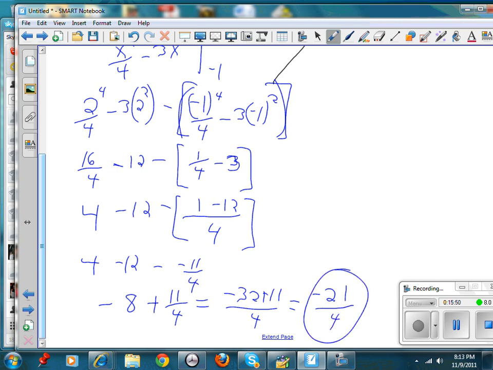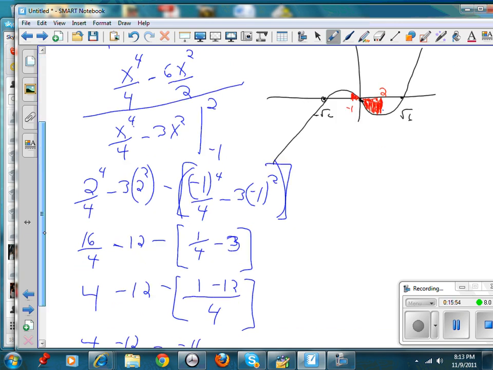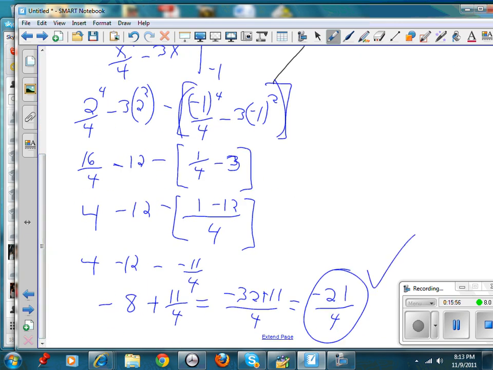And yes, my intuition and my picture seem to be correct. The answer should have been negative, and sure enough, it was. Okay, that's pretty good for part 2. We're ready to attack all the problems in this section about the fundamental theorem of calculus. See you soon.